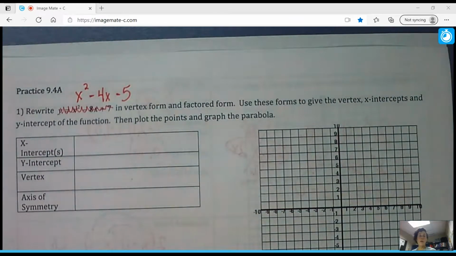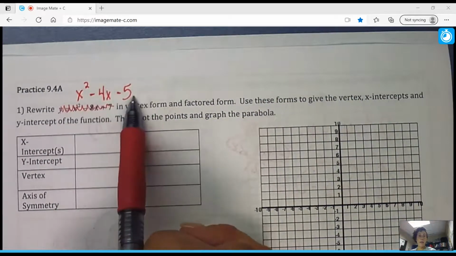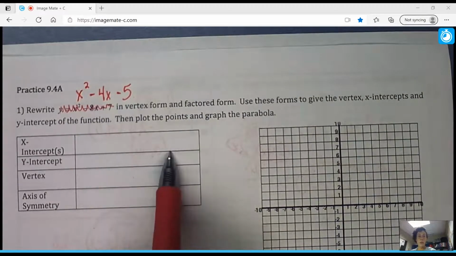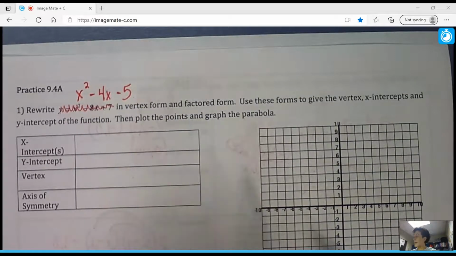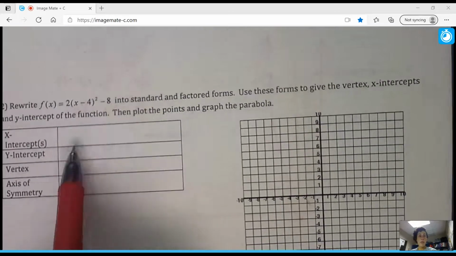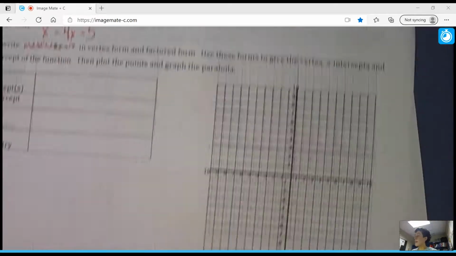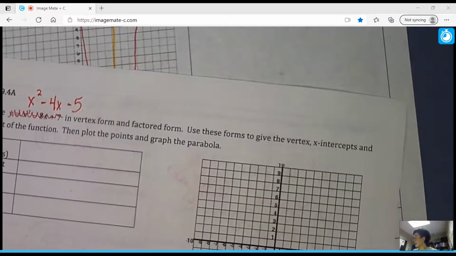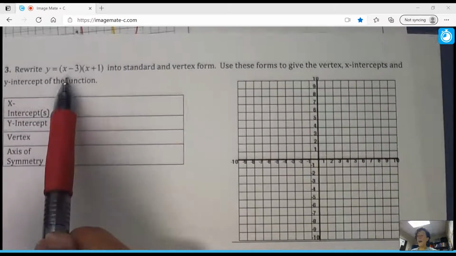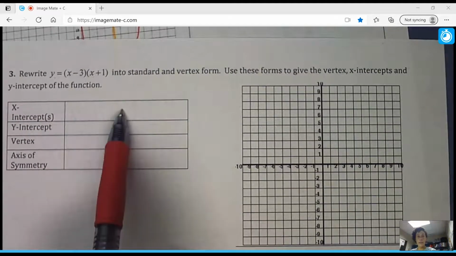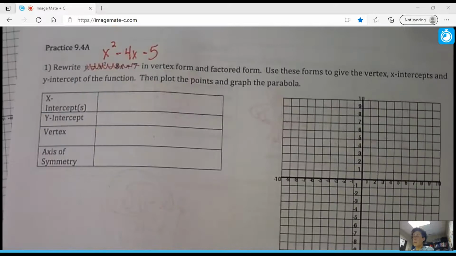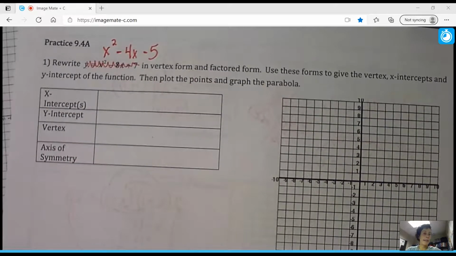And so again, you're going to have your problem. This is standard form, so you'll get your y-intercept. This is vertex form, so you'll get your vertex right away. And on the final page, you'll start in factored form, so you'll get your x-intercepts right away. So work through these, and then when you're done, you'll check back and see how your answers were when you can look at the answer key.